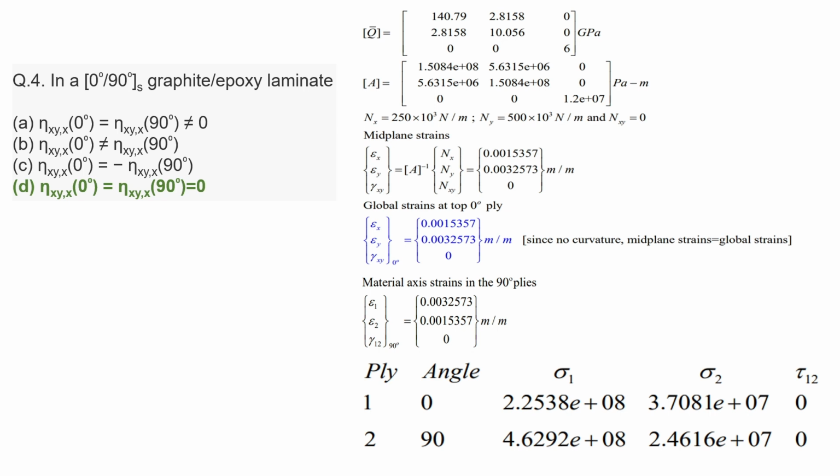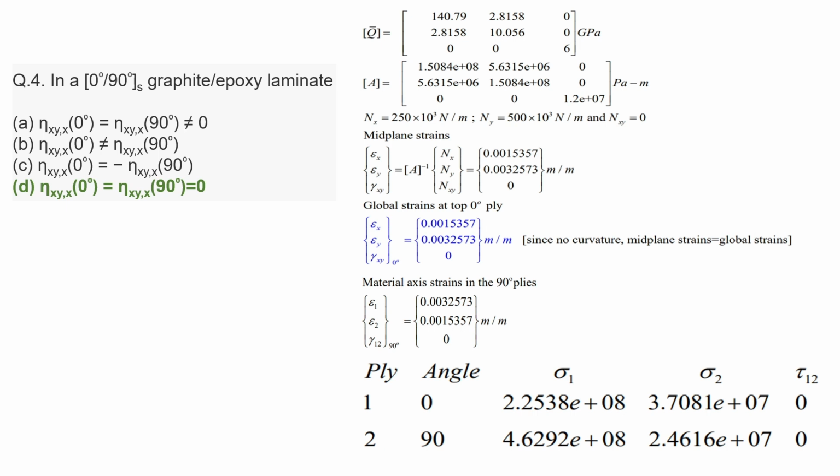In a 0 degree, 90 degree symmetric graphite epoxy laminate, what about the eta value? For the eta value, both for 0 and 90 degree, it will be equal to 0, as both of them don't have any values of stresses because of shear.